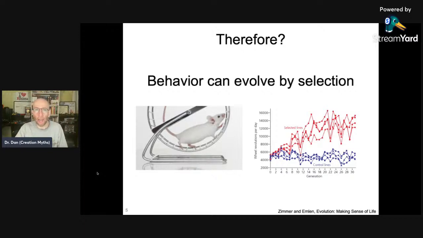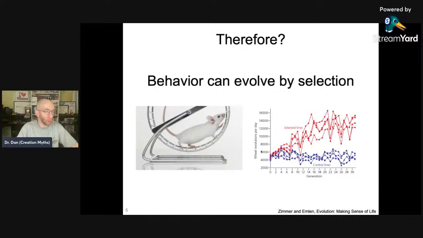This is looking at the activity level of mice. If you have mice in a little cage, you give them the little wheel that they'll run on, they'll just do that wheel spontaneously, however much every day. And what was discovered is that you could actually select for mice that have higher activity. They're going to do more of that mouse wheel each day.